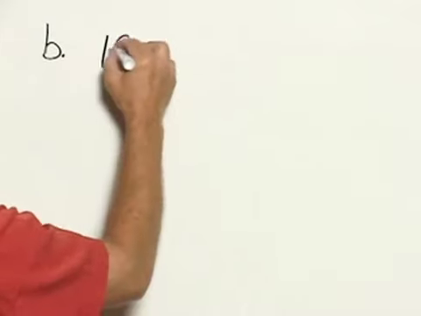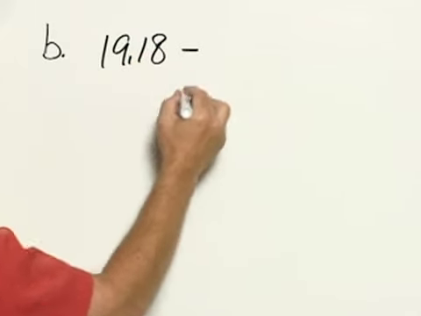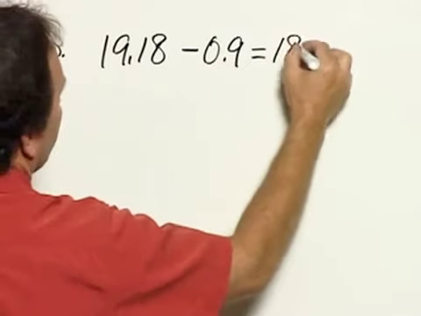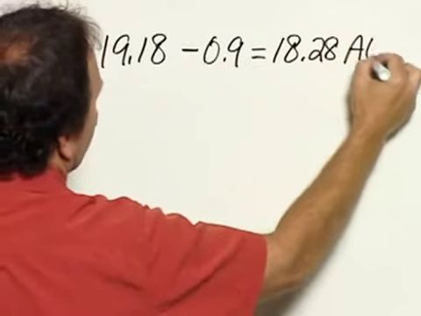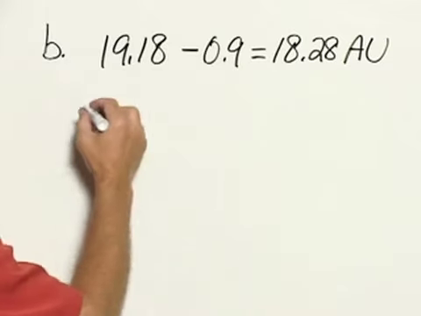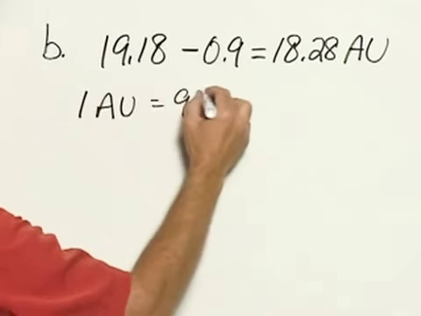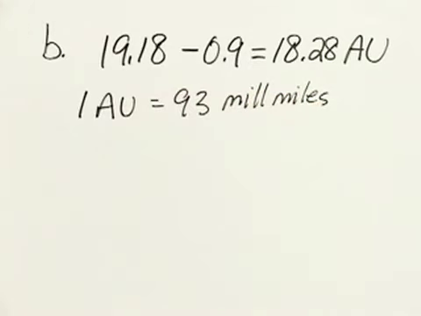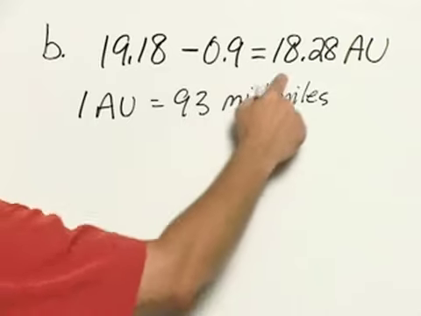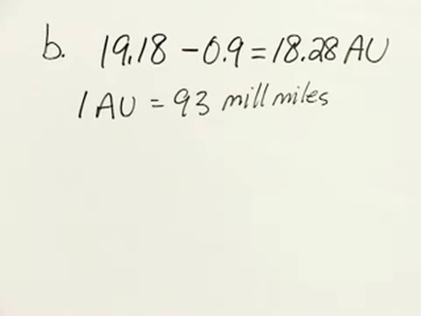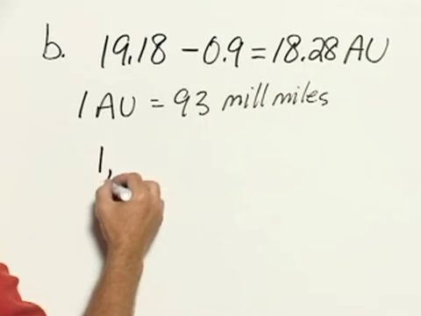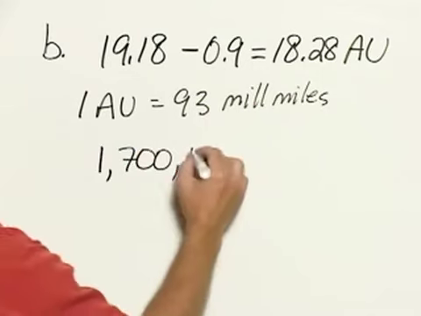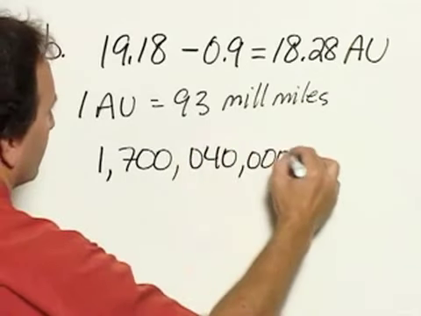It's 19.18 minus the 0.9, and that's equal to 18.28 astronomical units. But remember, 1 astronomical unit is 93 million miles. So therefore, if we were to multiply 93 million times the 18.28, that works out to approximately 1,700,040,000 miles.